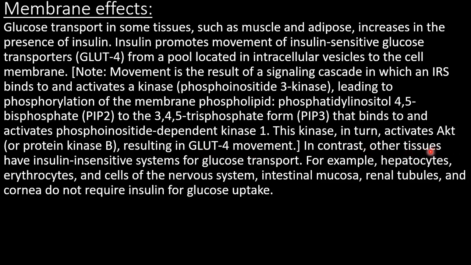Now, in contrast, other tissues have insulin insensitive systems for glucose transport. That is why I said the hepatocytes, also the erythrocytes, the cells of the nervous system, the intestinal mucosa, the renal tubules, and the cornea do not require insulin for glucose uptake, unlike the muscles and the adipose tissue, which require it.